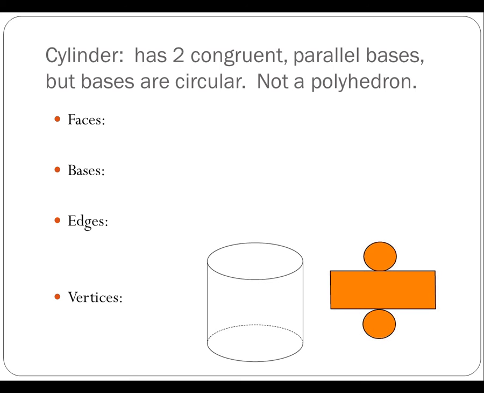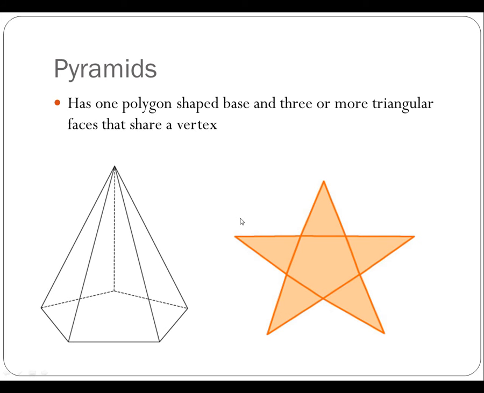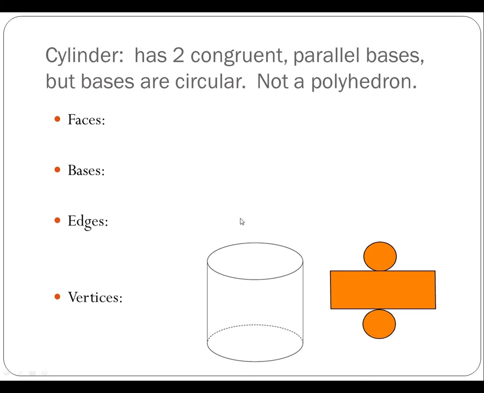3D object with a flat surface. Now, is this a flat surface here? No, it is not a flat surface. It has 2 flat surfaces, but it's not a flat surface. It is rounded. Okay? It is rounded.